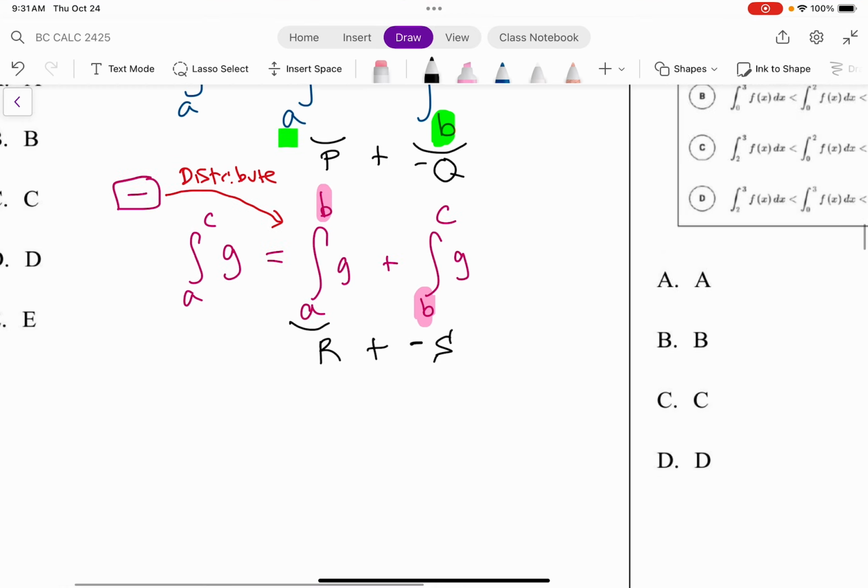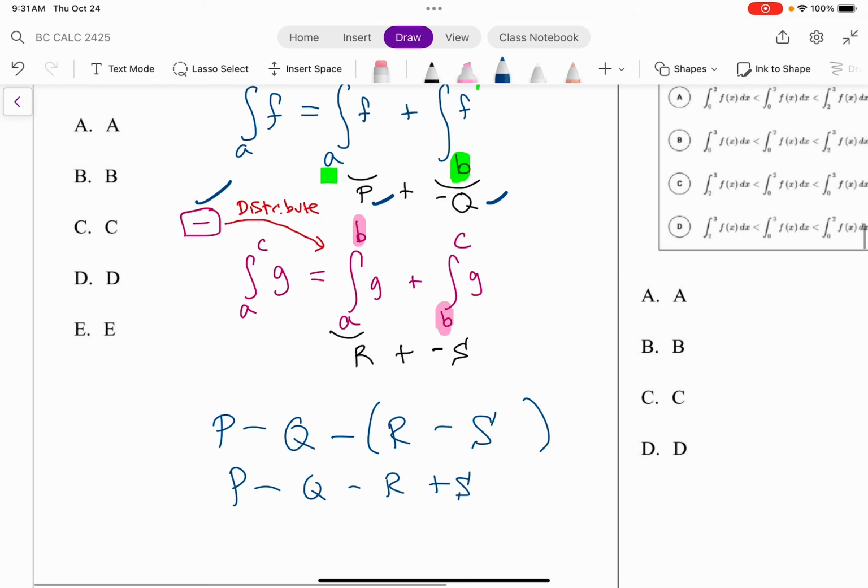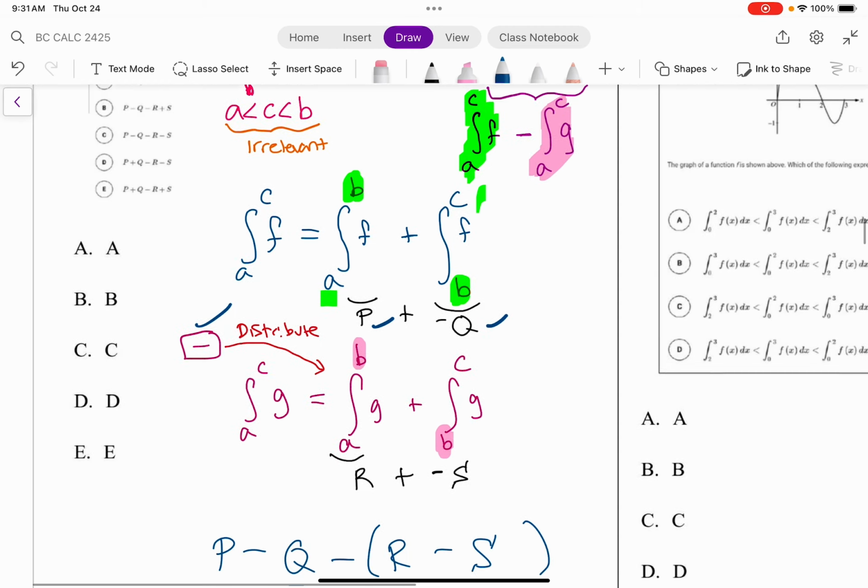Now, there's still room for error here, because look carefully at what you're doing. You're going to do p minus q, minus the expression r minus s, which means it's p minus q minus r plus s. And I think that's answer choice B.